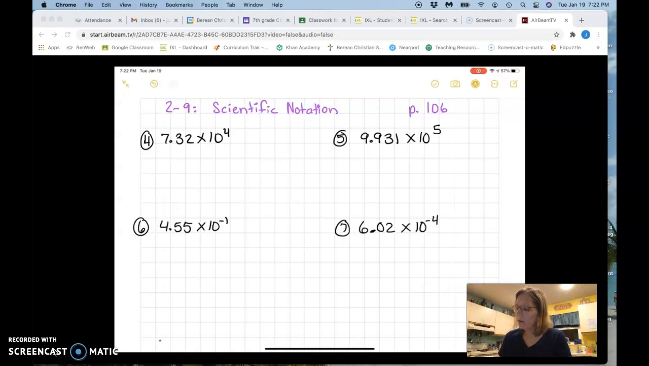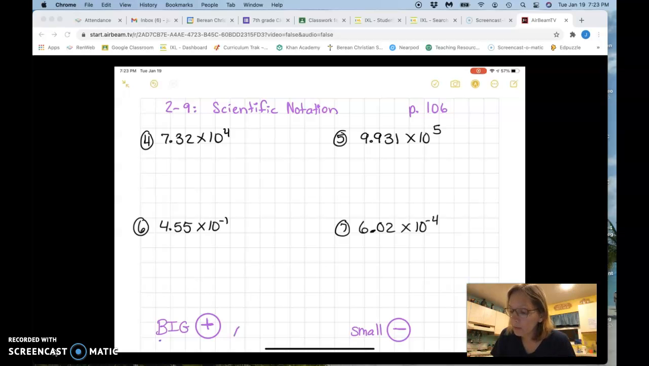So just as a reminder, if I have a big number, I'm going to have a positive exponent. And if I have a small number, like a decimal, I'm going to have a negative exponent. All right, so I'm going to write that down there to help us remember. And let's go. So in this first one, it says, write each number in standard form. So right now, what you see is scientific notation, and standard form would be writing the number out long without the times 10 to the exponent, okay?